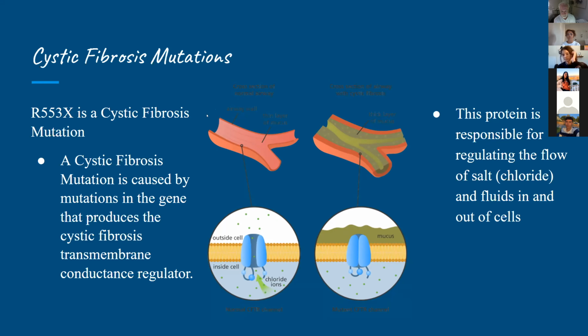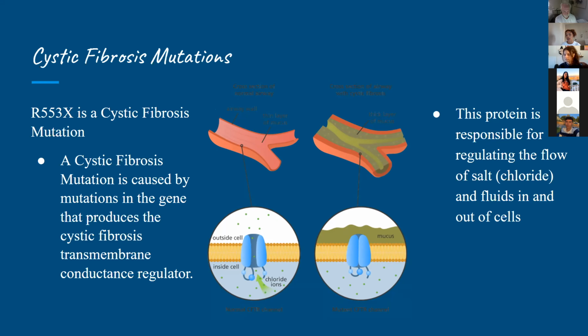So right here, I have a normal CFTR channel. As you can see, the chloride ions, the little green dots on the bottom, are able to exit and enter the cell. The main job of the chloride ions is to attract water, and as you can see, they're able to do their job perfectly there.